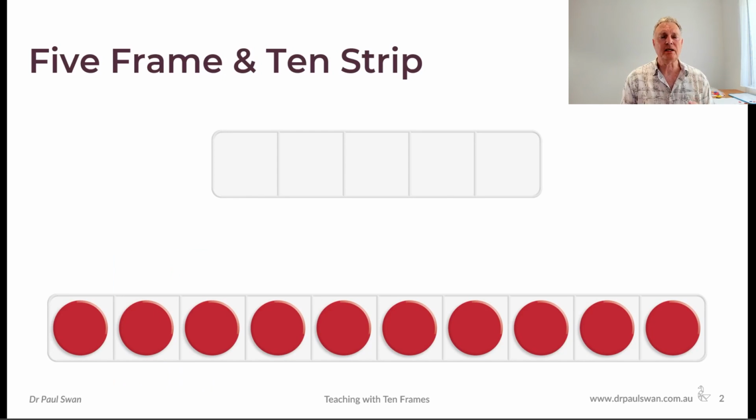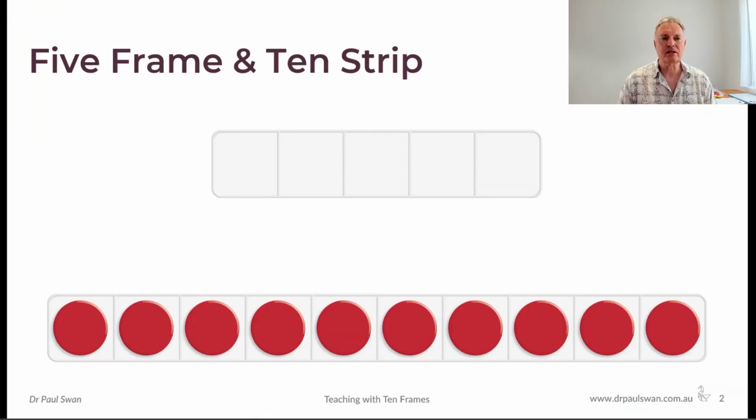One of them is, I suggest there's a progression. The progression heads from what I'm going to call a 5 frame, then a 10 strip, and then a 10 frame. I've got an example of that. The 5 frame is pretty obvious. It's like half a 10 frame. It works nicely. For young children, we'd look at all the variations up to 5, counting up to 5, putting 1 on there, or maybe there are 3 counters on there and how many more to make 5.